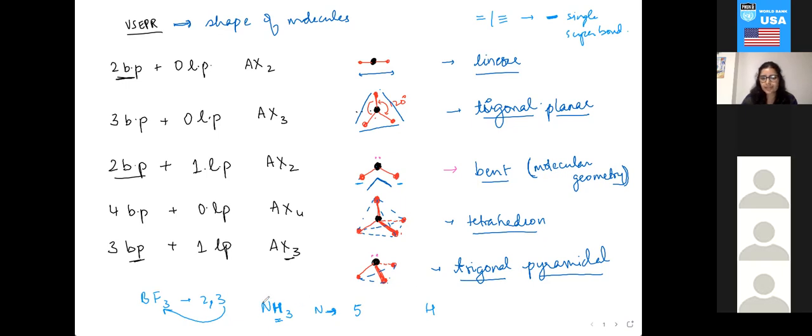So nitrogen, out of 5, has 3 bonded to hydrogen. If 3 electrons are occupied in bonding, how many are left on nitrogen? 2 are left. So now you can figure out one lone pair. So 3 bond pairs and 1 lone pair. That way, based on the valency, you can count how many bond pairs and how many lone pairs.